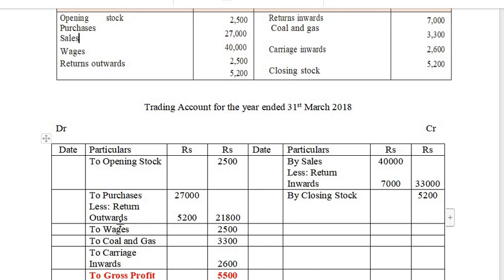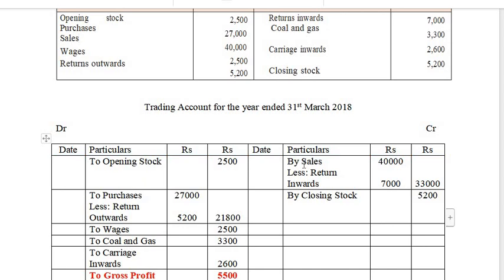So based on the information given in the question, you have to subtract the return outward or purchase return. Then the other trading account items, the expenses related to the factory, we can call direct expenses. Already I gave them in the format. If you go through that format, you can easily pick them out from here. So wages, coal and gas, carriage inward, this information is direct expenses. Those you have to write on the left hand side or debit side of your trading account.